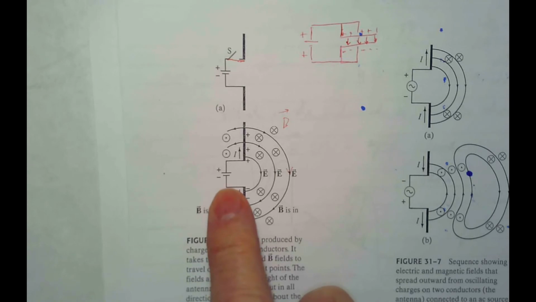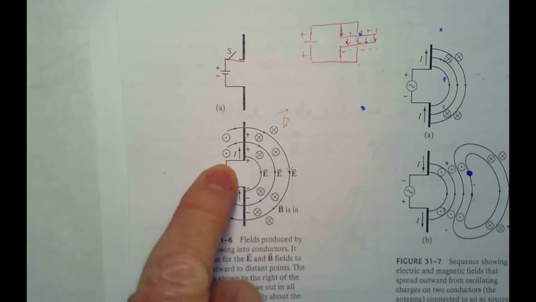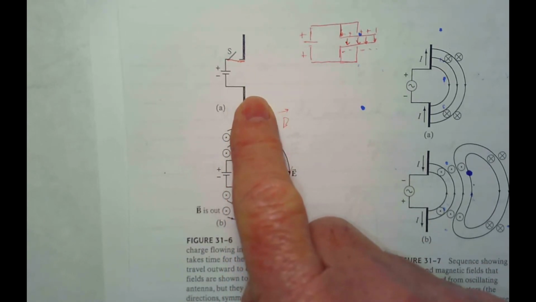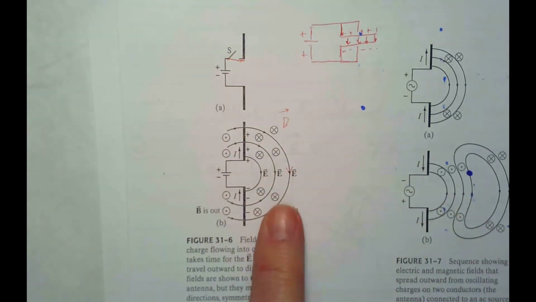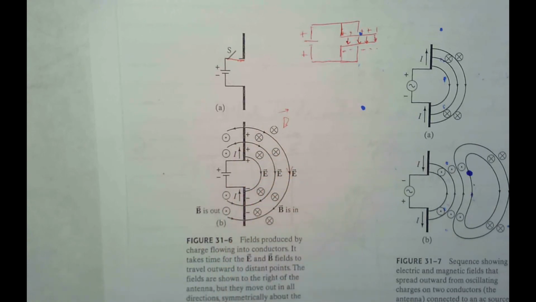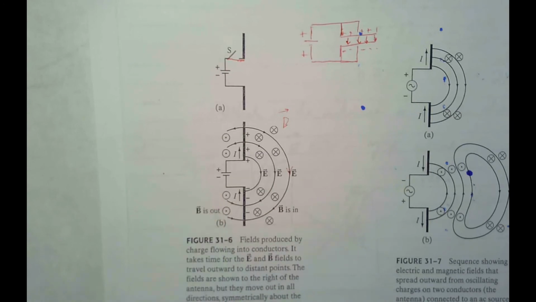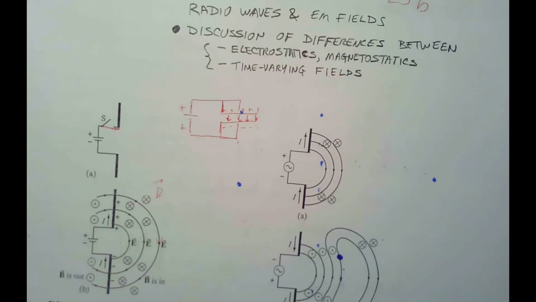Well, when I close this switch, to get this charge, which wasn't on there before, current has to flow that way. That's a conventional current going that way. That means electrons go that way. So these two plates have a total current going that way. That makes a B field that goes this way, into the page here, out of the page there. So that's where I start from here.